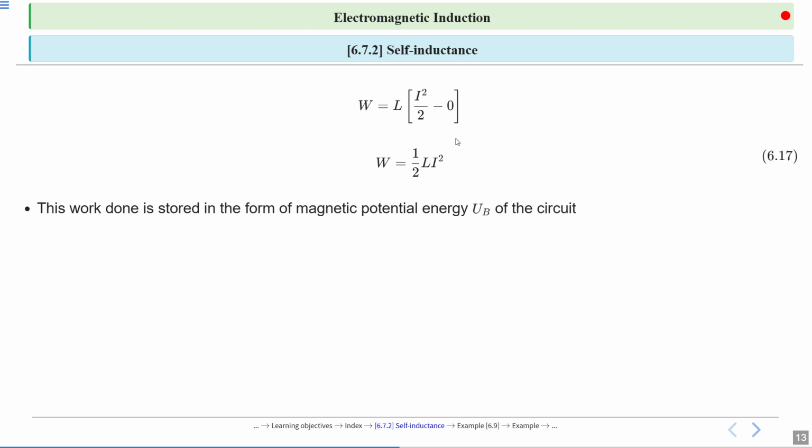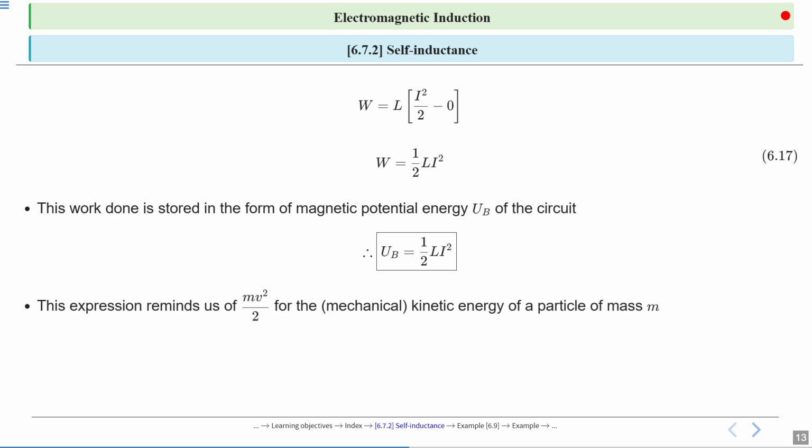So this work done is stored in the form of magnetic potential energy U_B of the circuit. So magnetic potential energy will be equal to half L I square. This is the final expression for magnetic potential energy that is stored in the circuit. And that potential energy is due to the work done, that work done we are doing externally to maintain the steady current in the circuit.